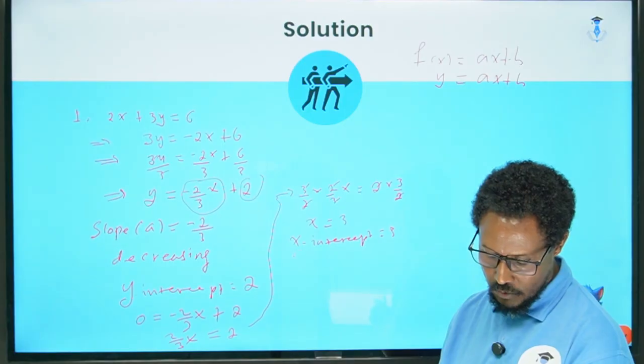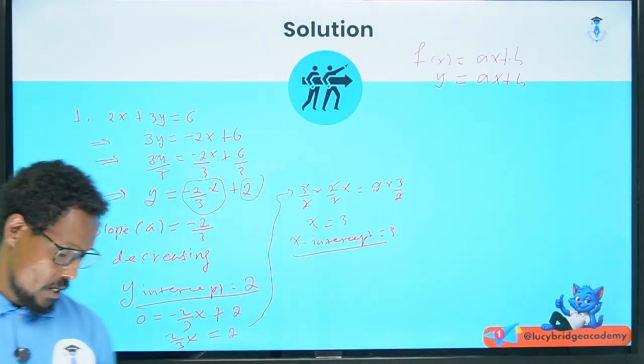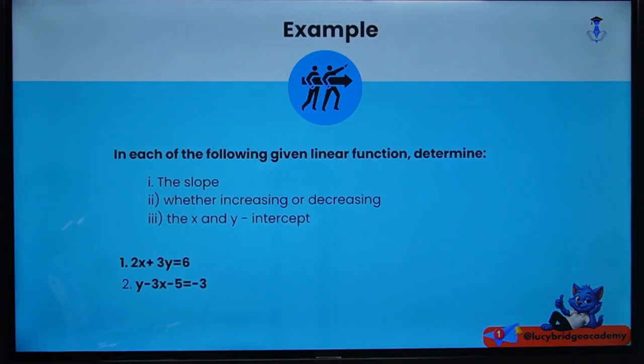The x-intercept is 3. And the y-intercept is how much? The y-intercept is 2. Okay. What about the second one?